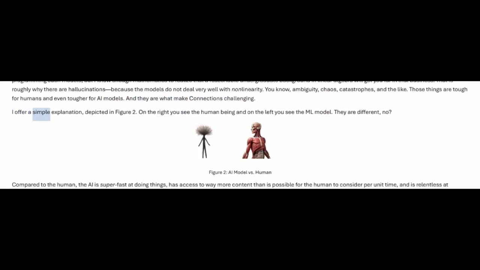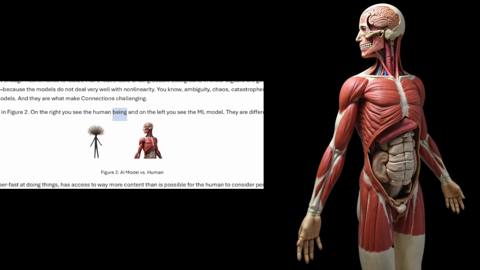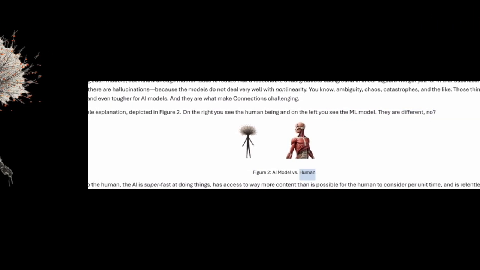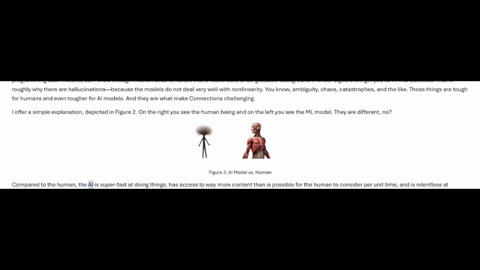I offer a simple explanation, depicted in Figure 2. On the right you see the human being and on the left you see the ML model. They are different, no? Compared to the human, the AI is super fast at doing things, has access to way more content than is possible for the human to consider per unit time, and is relentless at figuring things out as it exhausts a gazillion cases.